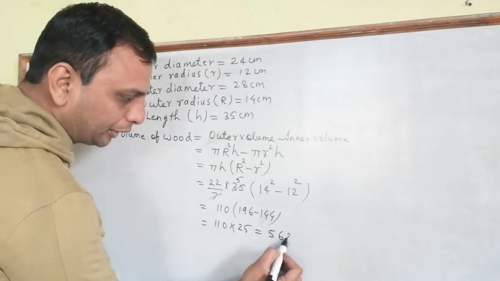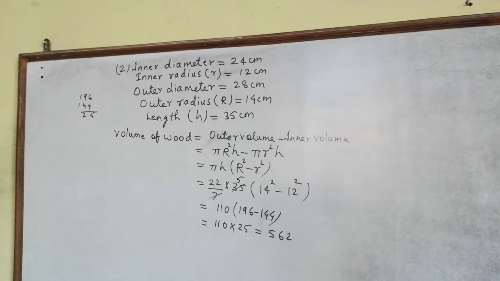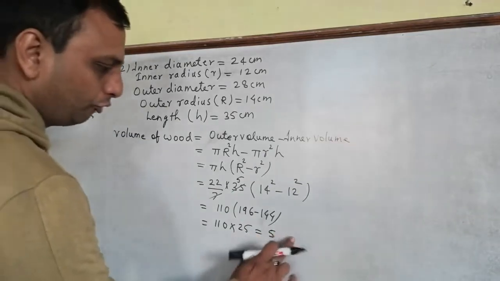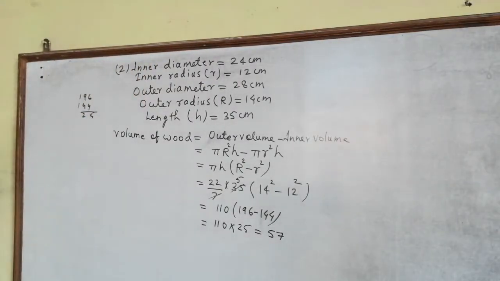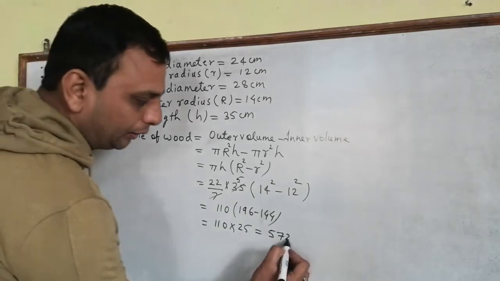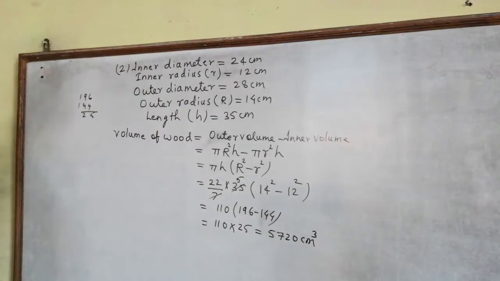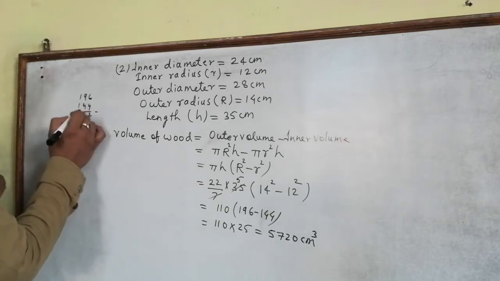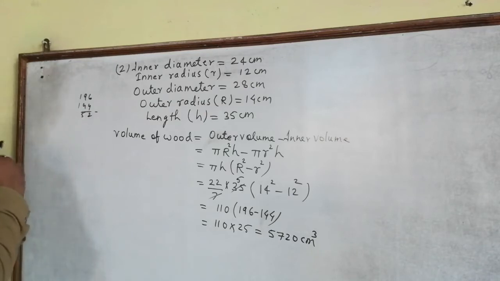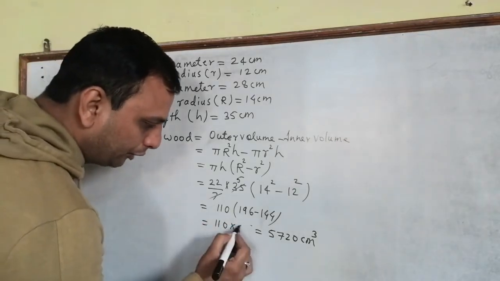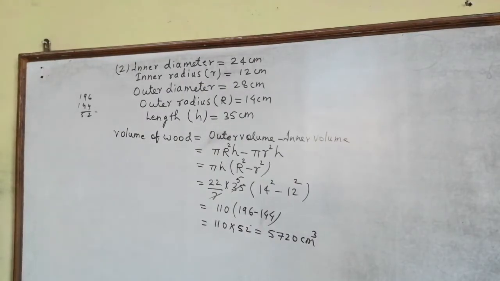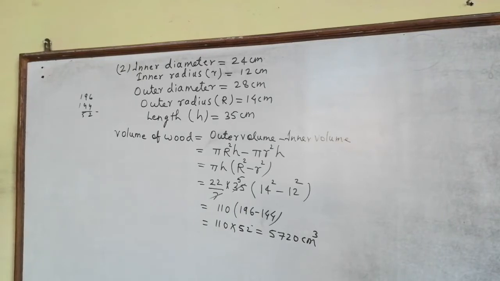So from this calculation, 110 multiply 52 gives 5720 centimeter cube, which will be the answer for the volume of the wood.